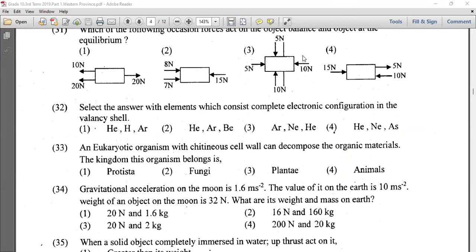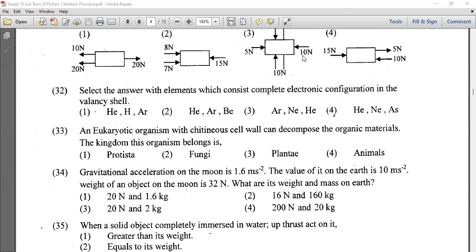An eukaryotic organism with chitinous cell wall. We are talking about fungi that can decompose organic material. Fungi. Organic. Chitin is a polysaccharide. If you can remember, a structural polysaccharide found in animals. Chitin can be seen in exoskeletons of arthropods.